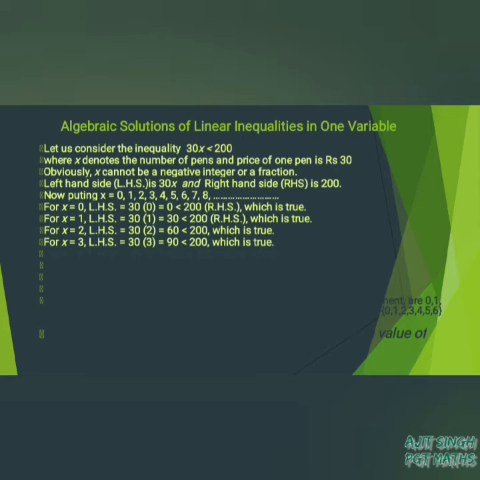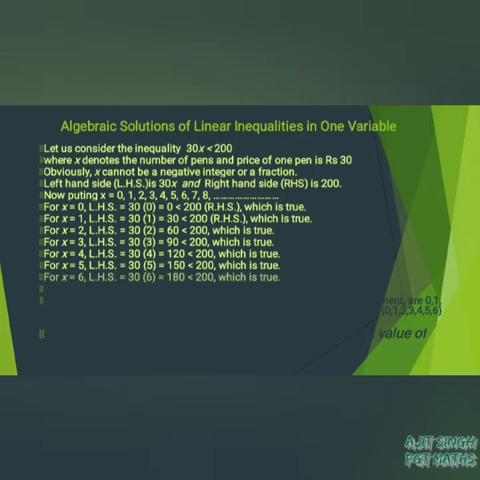For x equal to 0, the left hand side is 30 into 0, that is 0, which is less than 200. So this is a true statement. When the value of x is 1, then left hand side is 30 into 1, that is 30, which is also less than 200. So the statement is true. When x equal to 2, then left hand side is 30 into 2, that is 60, which is less than 200. Statement is still true.